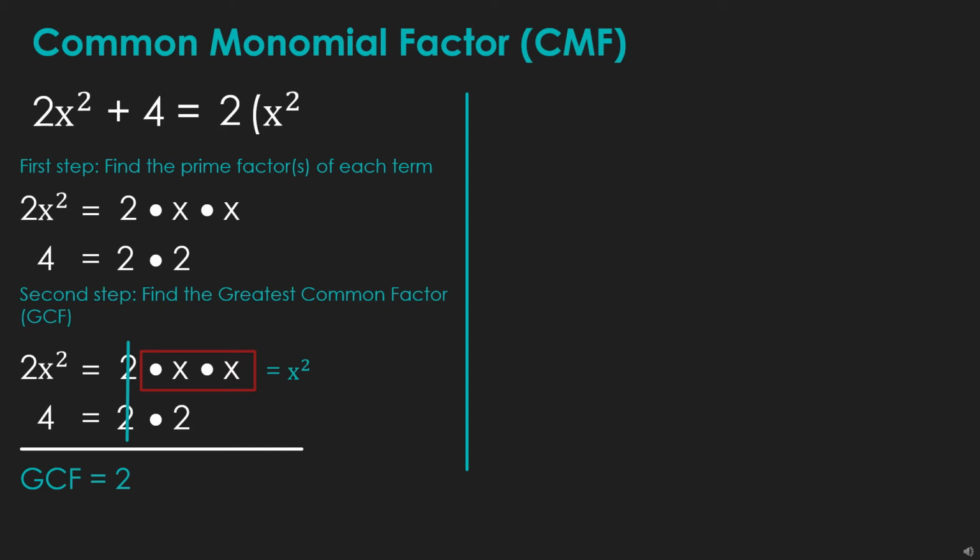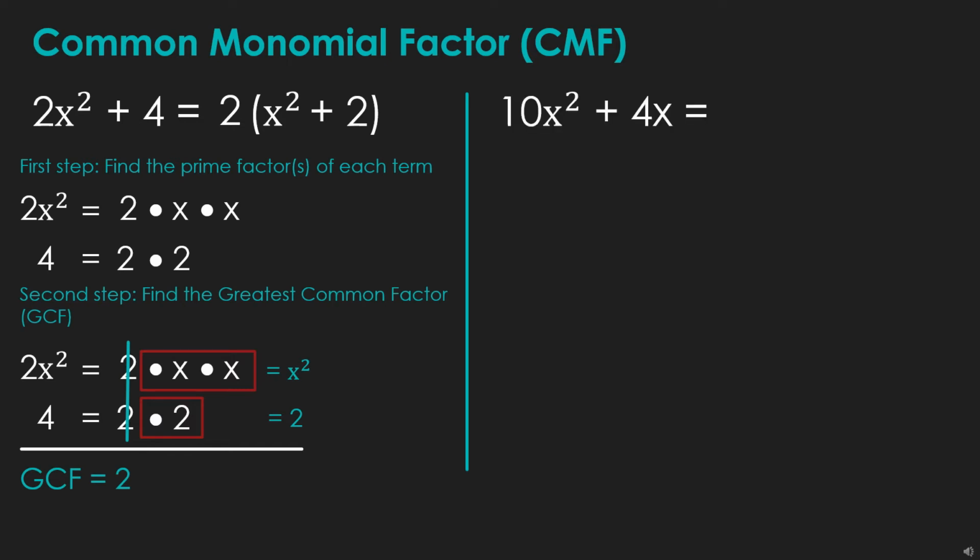Take note that parenthesis is also a symbol for multiplication operation, because our answer here will always be equal to the product of the common monomial factor and the remaining terms of the given polynomial. Going to the second term, what remains is 2, and so we write plus 2 since the operation in between is addition. Thus, the final answer is 2 times the quantity of x squared plus 2.